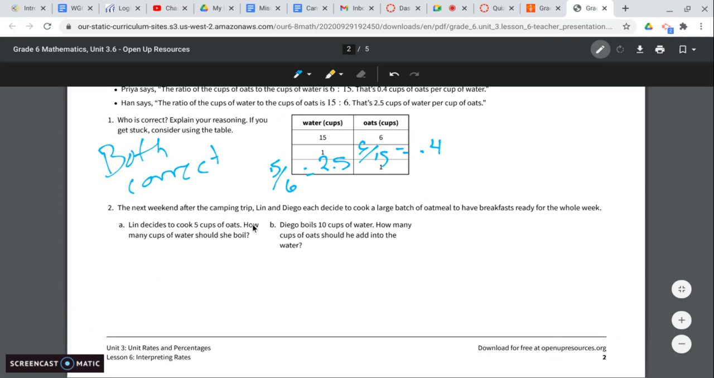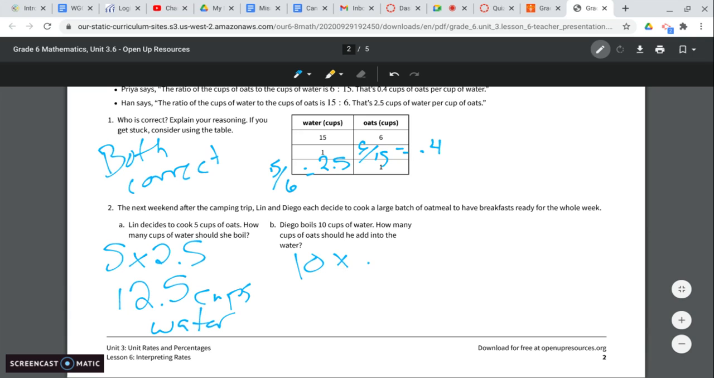So when we have 5 cups of oats, we want to look at when we have 1 cup of oats, and we're going to multiply it by our 2.5. So we're going to take 5 times 2.5, and we're going to get 12.5. So 12.5 cups of water. Now, Diego is boiling the 10 cups of water. So now we're starting with water. So we want to take the 1 water to 0.4 cups of oats. So we're going to take 10 times 0.4, which is going to give us 4 cups of oats.